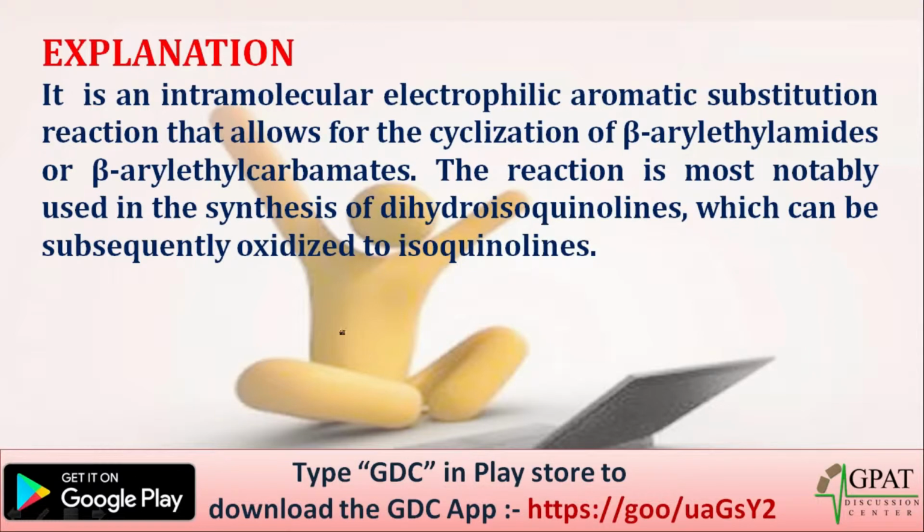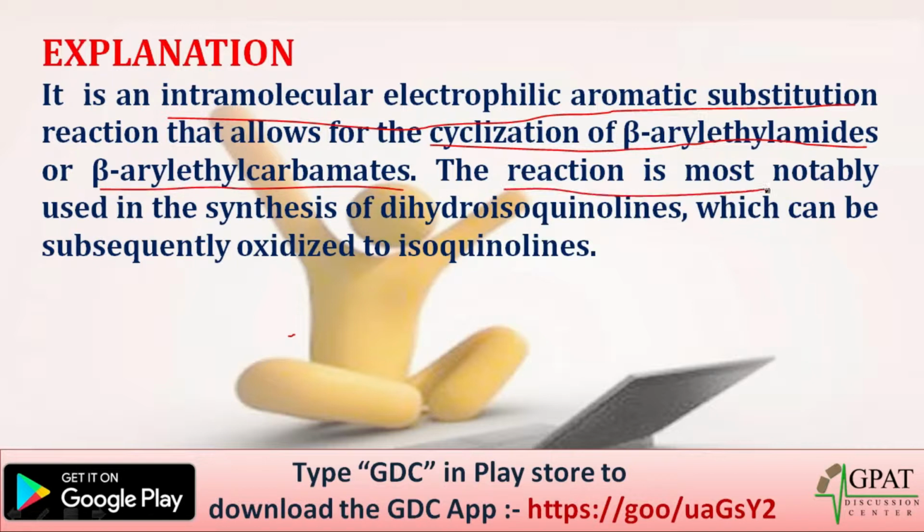So it is an intramolecular electrophilic aromatic substitution that allows the cyclization of beta-arylethylamides or beta-arylethylcarbamates. The reaction is most notably used in the synthesis of dihydroisoquinolines, which can be subsequently oxidized to isoquinolines. So the question arises: the Bischler-Napieralski synthesis is for which compound? The correct answer is isoquinoline.